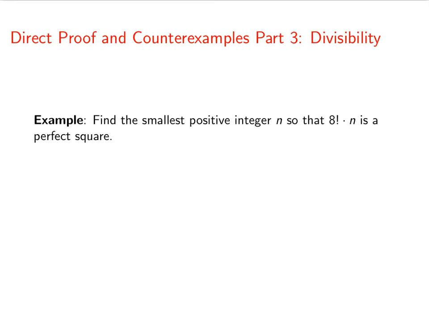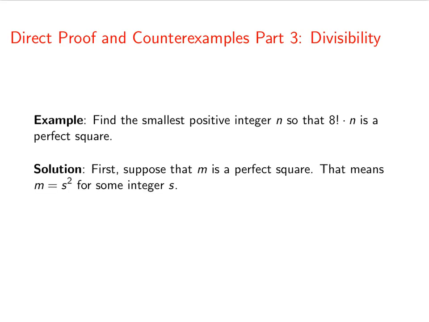We're going to try to find the smallest positive integer n so that 8 factorial times n is a perfect square. Now before we get started with this, let's talk a little bit about what we know about perfect squares and unique factorization. Let's suppose that m is a perfect square.